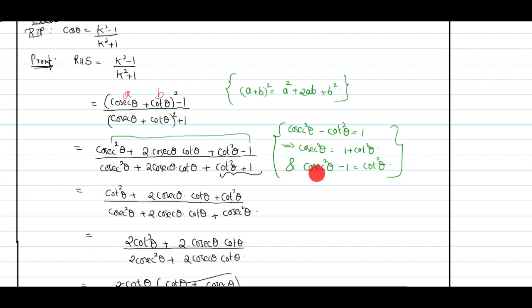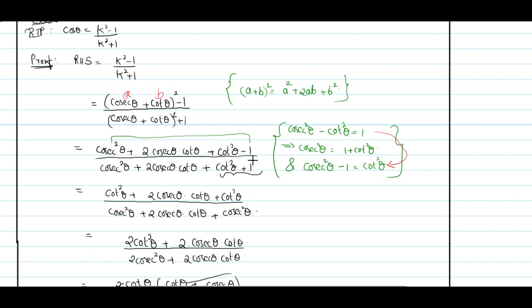So, cosecant square theta minus 1 is equal to cot square theta. You can get this from this. Then if you observe this statement, cosecant square theta minus 1, its value is cot square theta. We can replace the value of cosecant square theta minus 1, these two terms, with cot square theta.